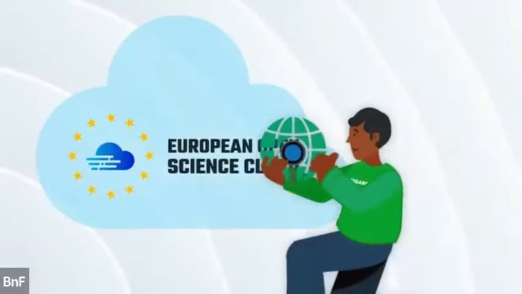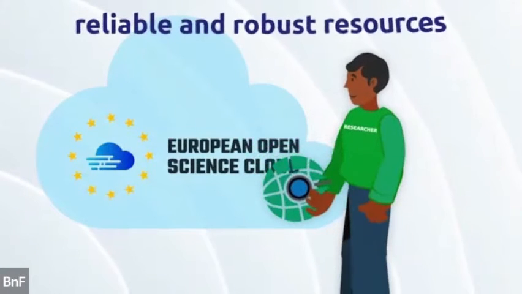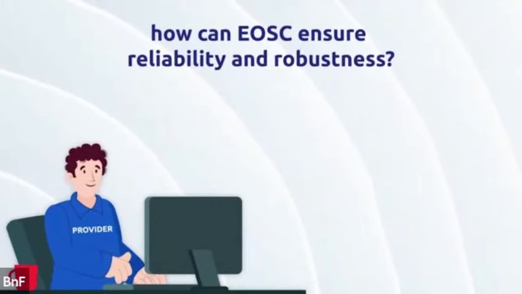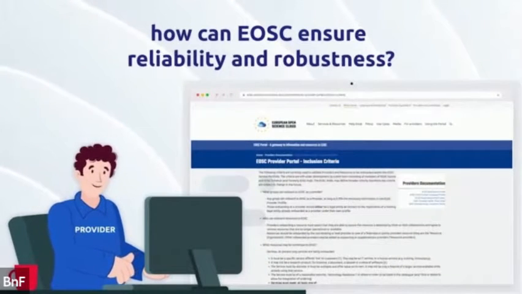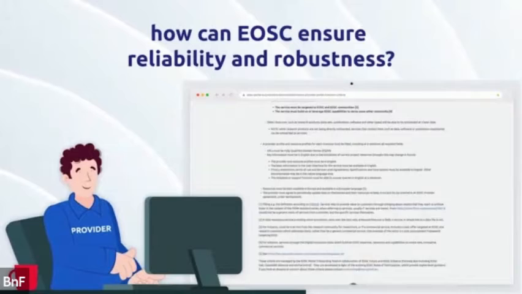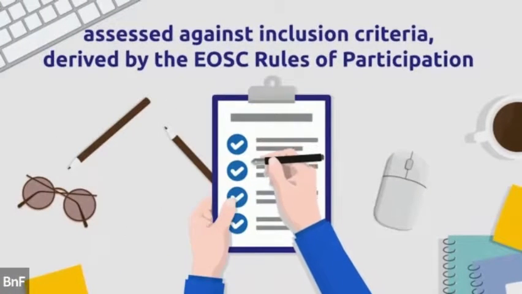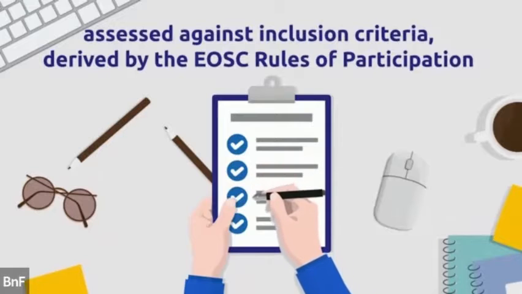The resources made available through the EOSC catalogs and marketplaces are reliable and robust. This is one of the added values of the EOSC ecosystem. How can the EOSC ecosystem ensure reliability and robustness? During the onboarding process, resources are assessed against inclusion criteria derived by the EOSC rules of participation.